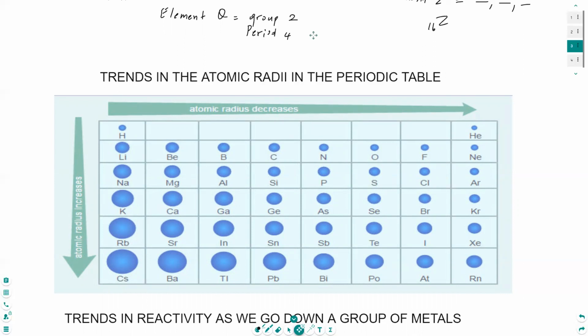And this is because we are adding protons to the nucleus as we go across. We're adding a proton as we go across, and the outer shell is being pulled closer and closer because we're adding more protons to the nucleus. So the nucleus is getting stronger. All right, so remember that the size of the atoms decreases as we go across a period, but the size of the atoms increases as we go down a group.